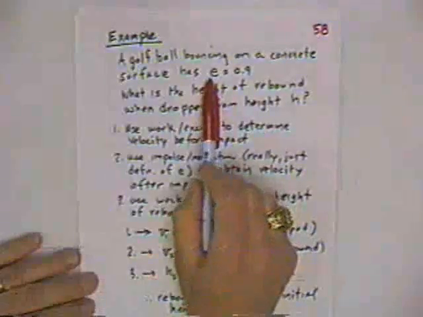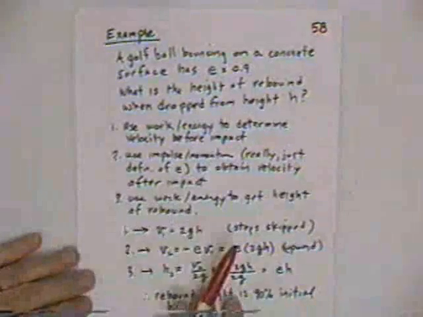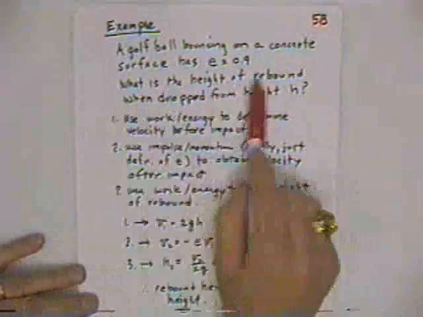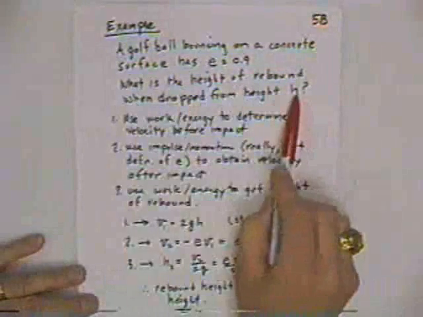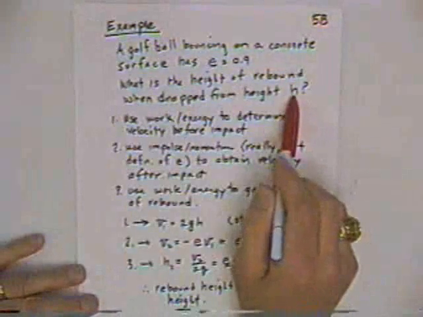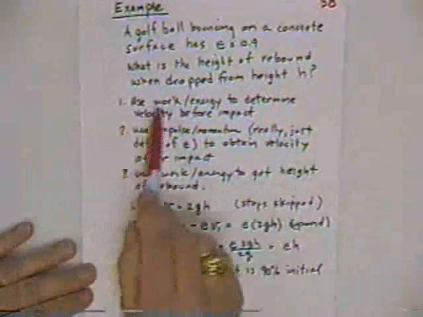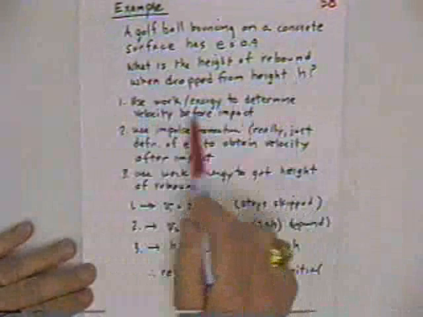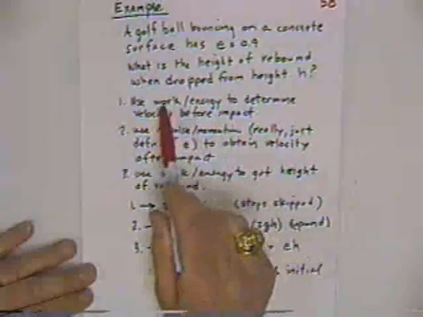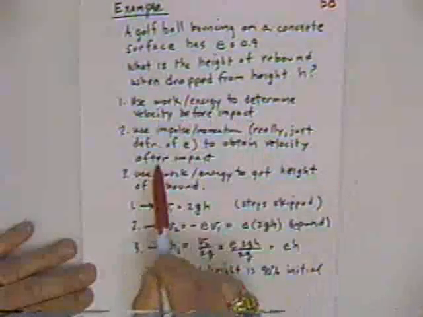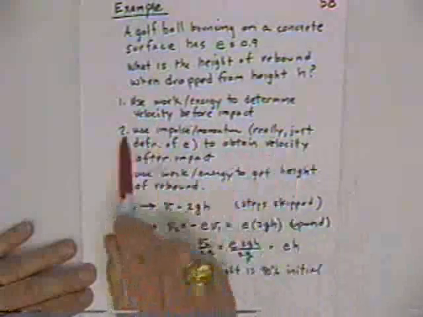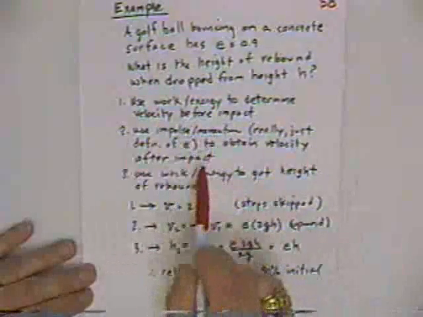Here's an example of a golf ball. Let's suppose we have a golf ball, we drop it on a concrete surface, and we're given that E is 0.9. The question is, what's the height of rebound when you drop it from an initial height h? The approach to solve this problem has 3 parts. We drop it from a height h, we have to find the velocity before impact. We'll use work energy to determine that. During collision with the floor, we're going to use impulse momentum.